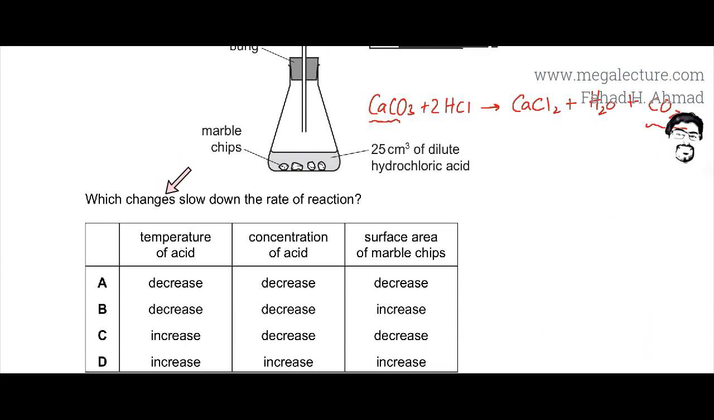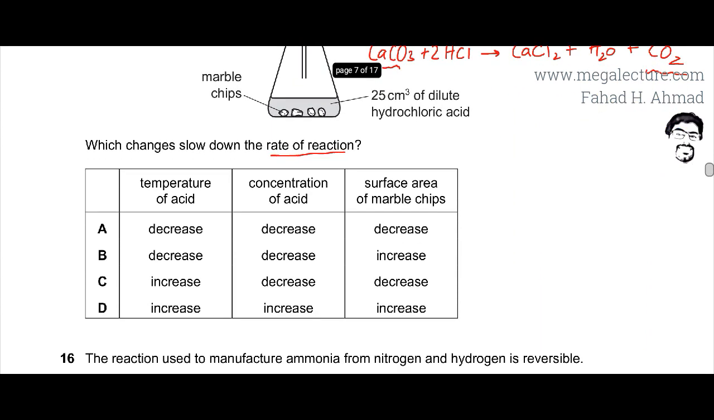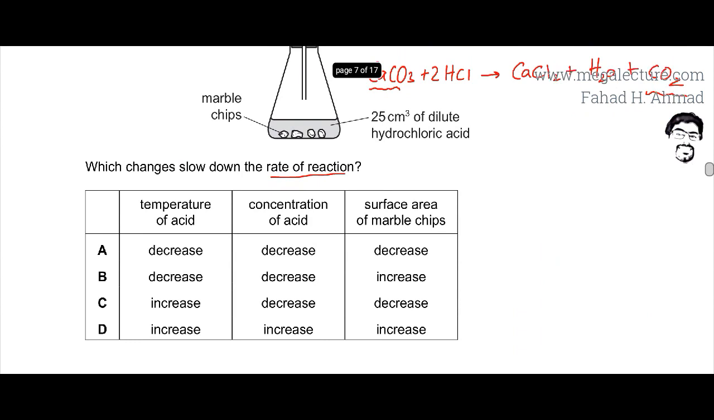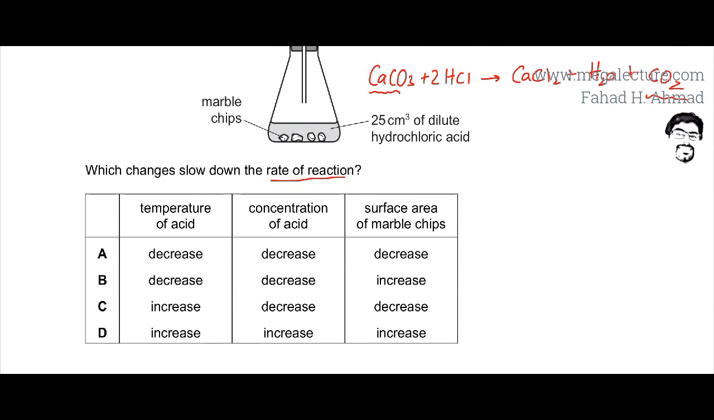So let's move to the question now. The question is, which changes slow down the rate of reaction? Now it's a question on the rate of reaction. The first part is, what would be the temperature of the acid if you want to slow down the rate? The temperature should decrease, because if you decrease temperature, the particles will have less kinetic energy, so they're not going to collide very frequently, and the collisions are not going to be very successful, because they won't have a lot of velocity, a lot of kinetic energy. So that would slow down the reaction.